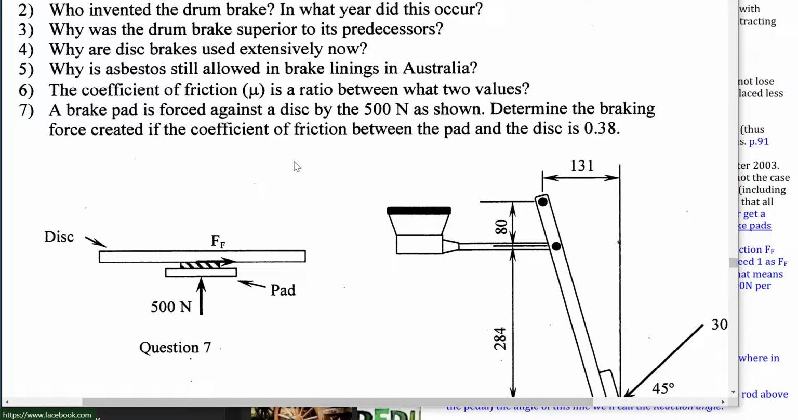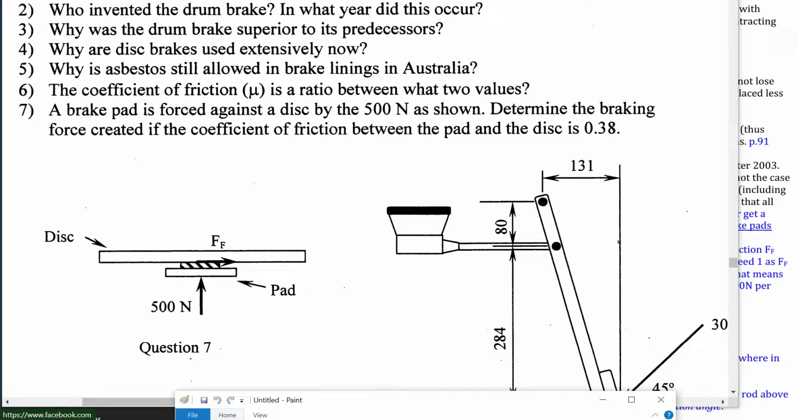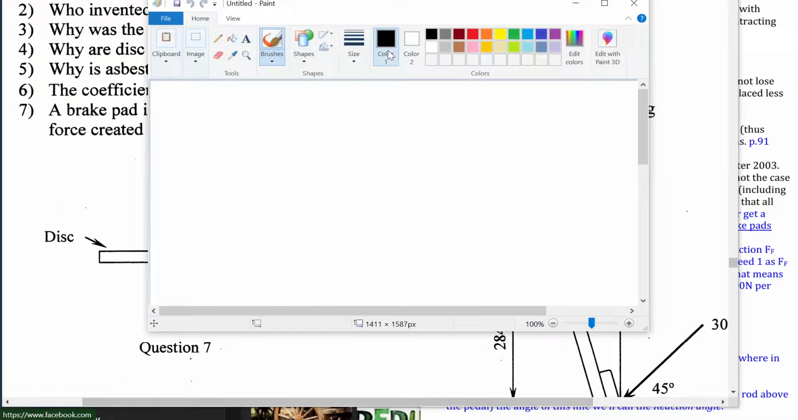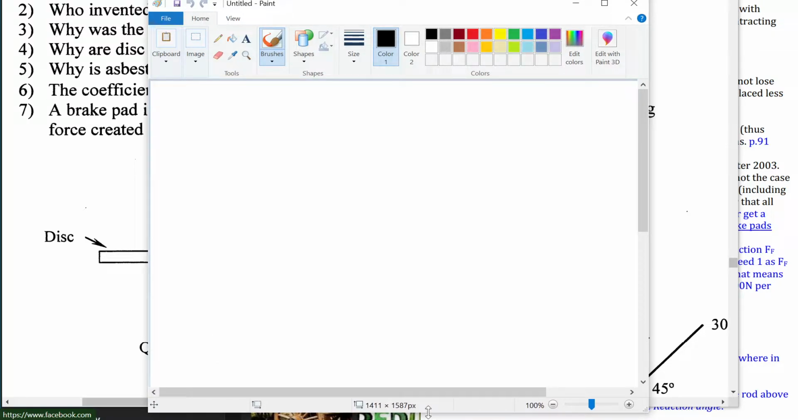The coefficient of friction is a ratio between which two values? In my Year 12 class, I drew a picture explaining this recently. So what we know is, yeah, I am going to go to Paint. I mean, the short answer is the coefficient of friction is F equals mu n. So if we rewrite that equation, writing things is bad. This is with a mouse.